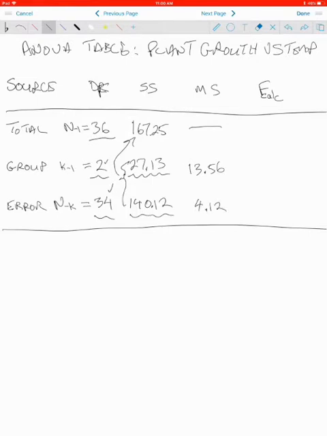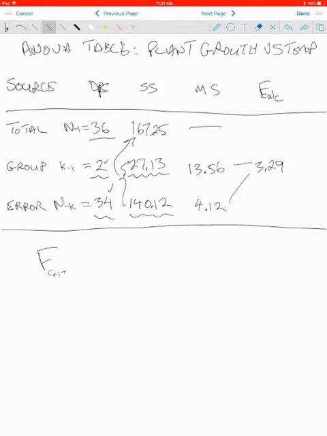And now the F calculation is really simple. You're always dividing the group mean square by the error mean square. And if you do that, you get a value of 3.29. Okay, so now we've got our test statistic, and we need to ask the question, is this an unusually large value? If indeed it is true that there is no difference in the growth of plants, they have the same means, is this an unusually large number? And so we need to refer to the critical values of the F distribution.